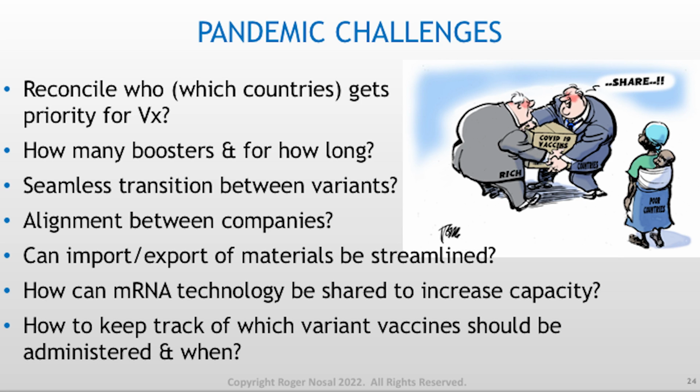We need to reconcile who gets priority for the vaccine as one of the challenges. How many boosters and how long? What's the seamless transition for the variants? Can we get alignment between companies? So far, Moderna and Pfizer have been competing in the last year rather than collaborating. So we went from collaboration to competition.